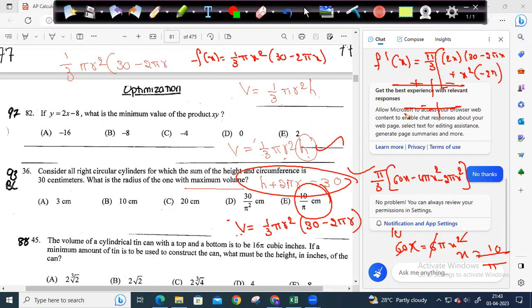No need to find f double dash x and prove it less than 0. Find the value of f dash x for x less than 10 by pi. Definitely it is asking maximum volume, right? You'll get a positive value here, and take a value greater than 10 by pi, you'll get a negative value. So we can say this is a maximum. This is all about finding relative maxima, relative minima. Optimization means finding maxima, minima.